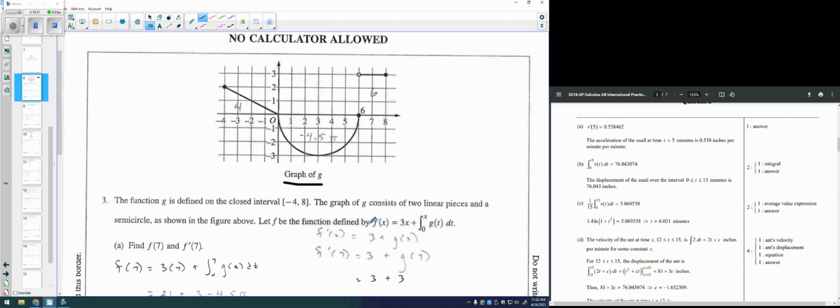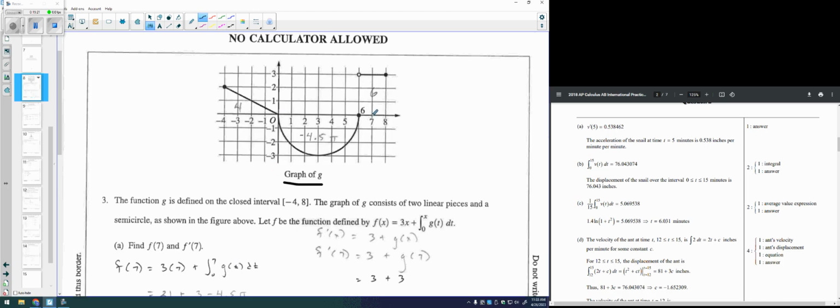Okay. f now is a new function with this definition. So f is 3x plus etc. Okay, so if I want to find f of 7, the 7 goes into every place there's an x in that equation. So 7 goes in for x, and I get 3 times 7, and 7 goes in for x up here. Integral from 0 to 7 simply says find the area underneath the curve of g from 0 to 7.